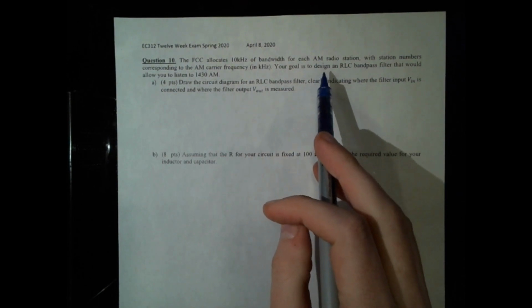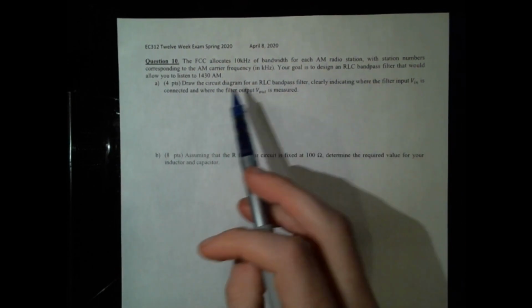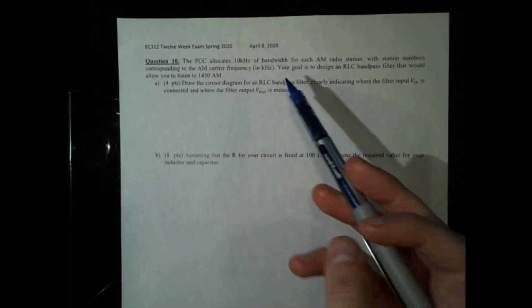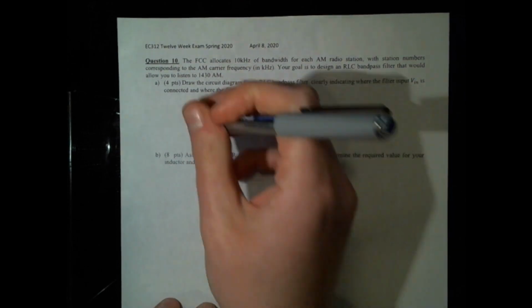Okay, on to the last problem here. Question 10 is a question on circuits for filtering. It says the FCC allocates 10 kilohertz of bandwidth for each AM radio station, with station numbers corresponding to the frequency in kilohertz. You want to design an RLC bandpass filter that would allow you to listen to 1430 AM. First, draw the circuit diagram for the RLC bandpass filter, clearly indicating where the input Vin is connected and where the filter output Vout is measured.